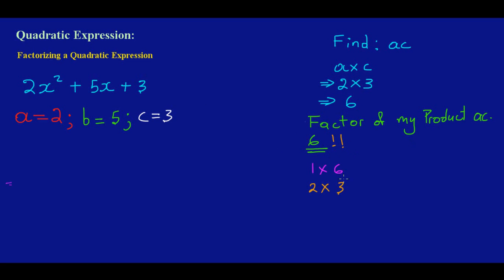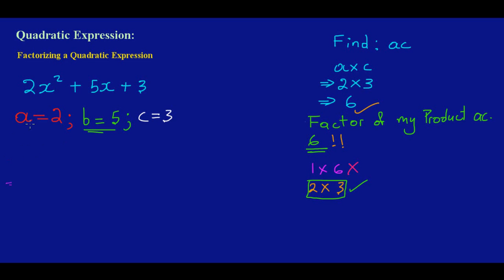Now I need to choose the set of factors that, when I multiply them, I get 6, which is the product, but when I add them, I get b, which is 5. The first set: 1 times 6 is 6, but 1 plus 6 is 7, so I wouldn't get a 5. So I can't use this, and by process of elimination I have to eliminate the first one. However, with my second set, 2 times 3 will give me 6, and 2 plus 3 is equal to 5, which is my b. So this is the set of factors I am going to use, because when I multiply them I get 6, and when I add them I get 5.